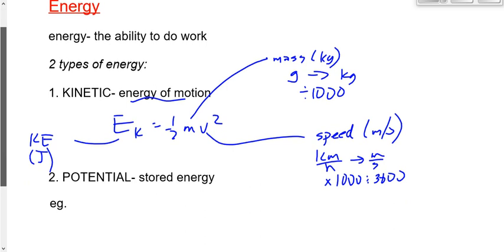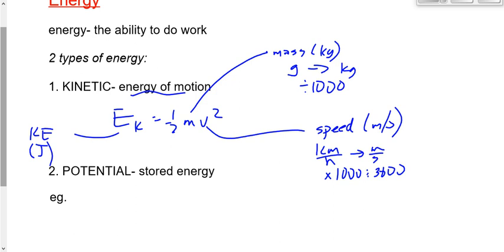All right, we talked about the other type of energy yesterday. That's potential energy, which is stored energy. It's not doing work right now. It just has the ability to do work, or the potential to do work down the road. If you have potential energy, then you have energy that can at some point make something move, at some point be converted to kinetic energy.